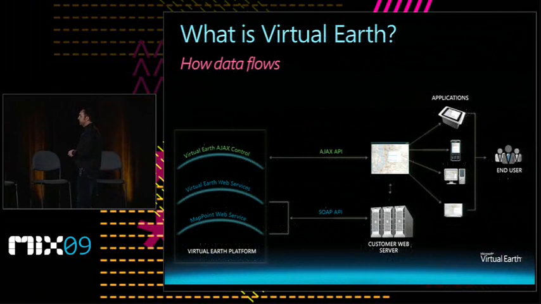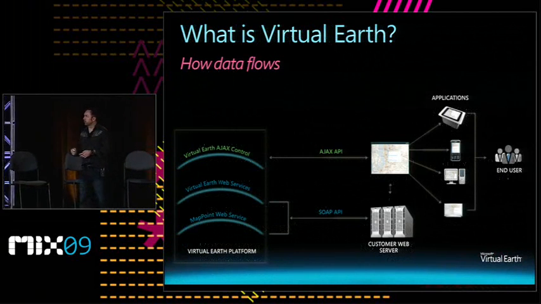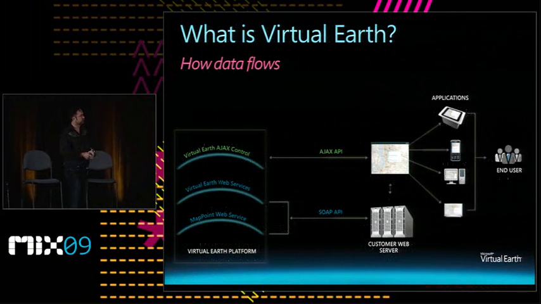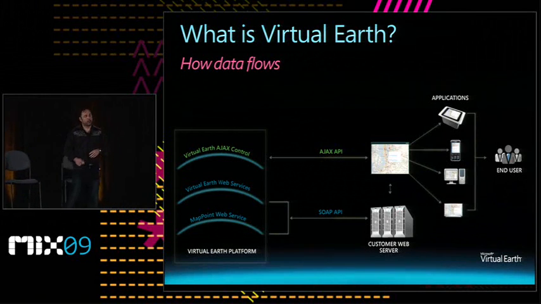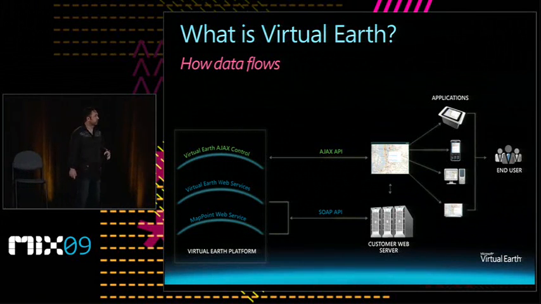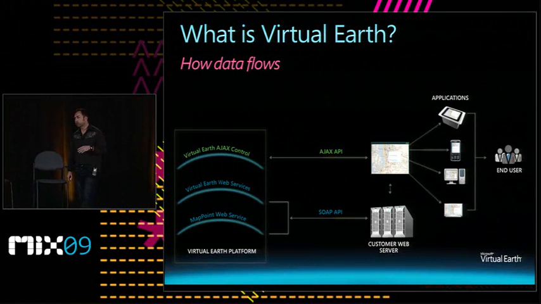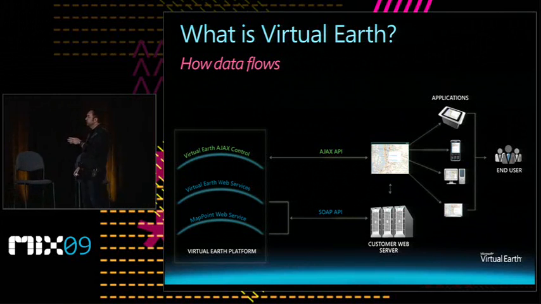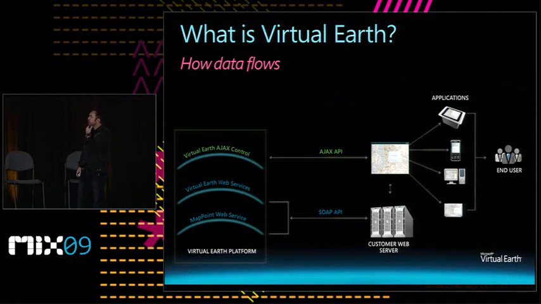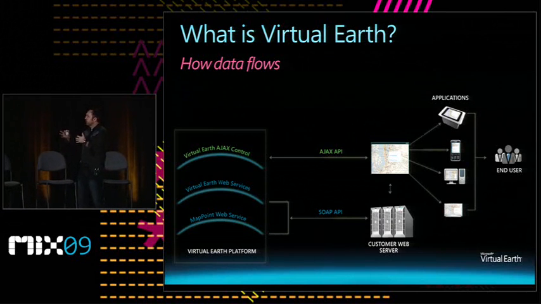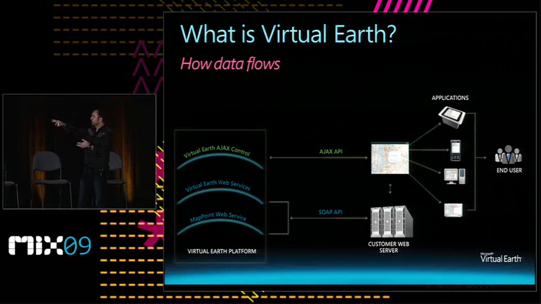So this is how data flows through Virtual Earth today. You'll see on the far right, I guess that's your left, everything hosted inside of Virtual Earth. Tons and tons of data, all the imagery, maps, all hosted in there today. There's actually 3 different platforms you can choose from, 2 of them being SOAP-based, 1 of them being Ajax. And depending on how you're architecting your application, you can have the data flow through different mediums to get down to your end user, right?